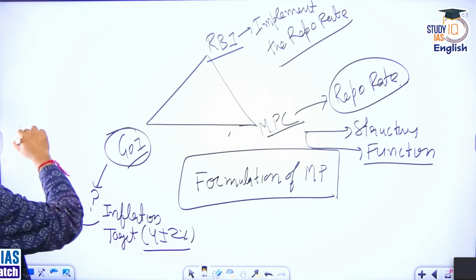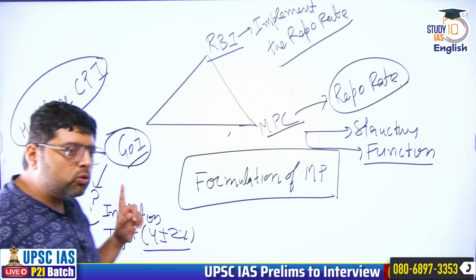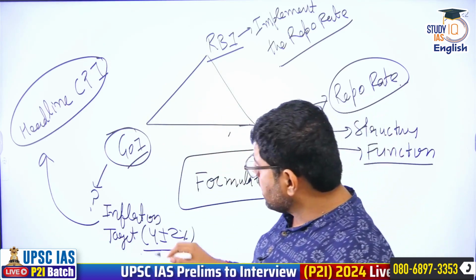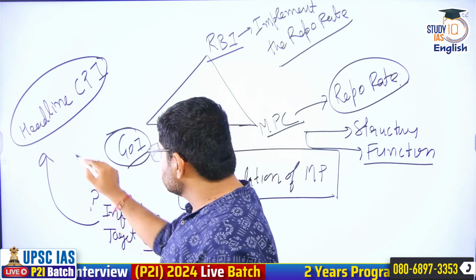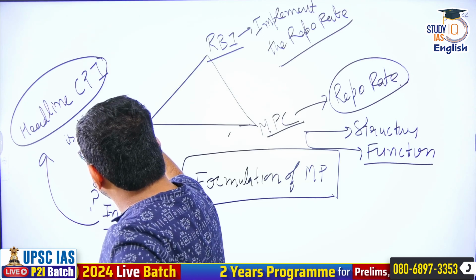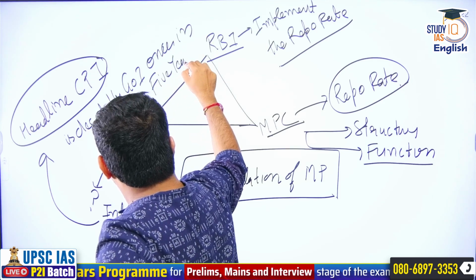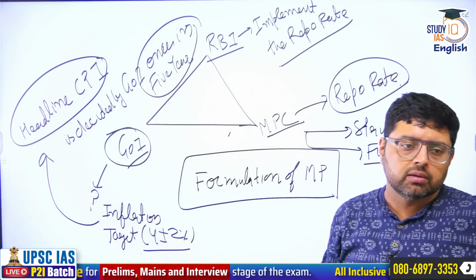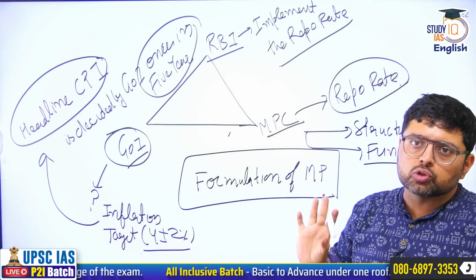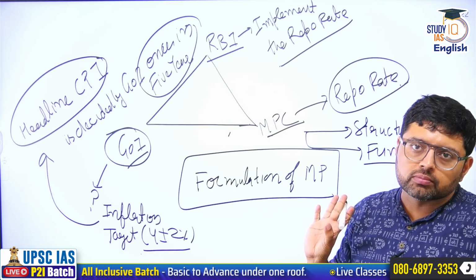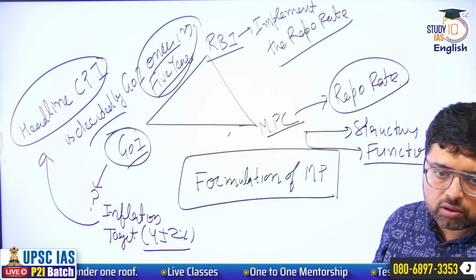Now, this inflation target is linked to headline CPI, that is, the consumer price index. This inflation target is decided once in 5 years by the Government of India in consultation with RBI. But whatever they consult with the RBI is not binding. So, this also you have to remember. It is not binding on the Government of India. Clear? It is decided by the Government of India, and that is not binding on it. Okay.